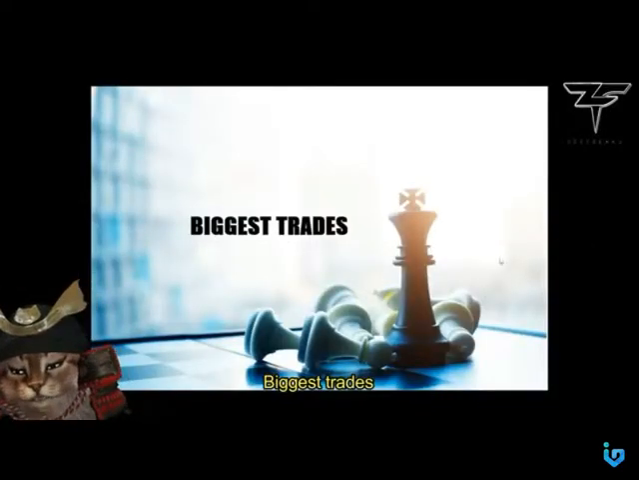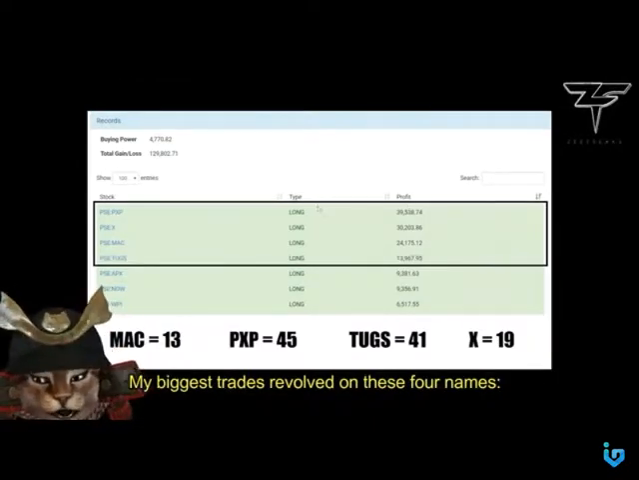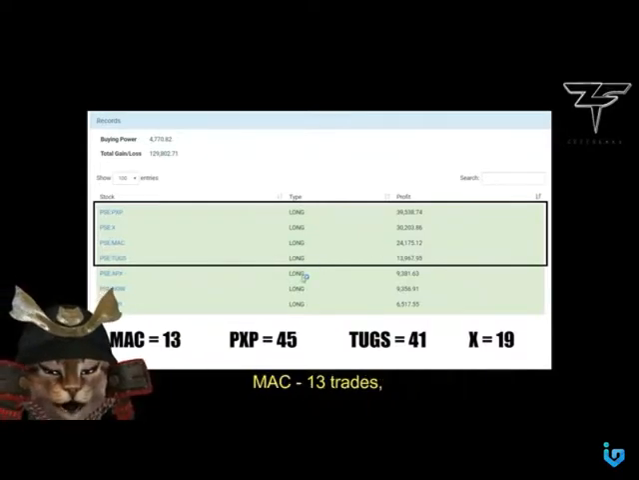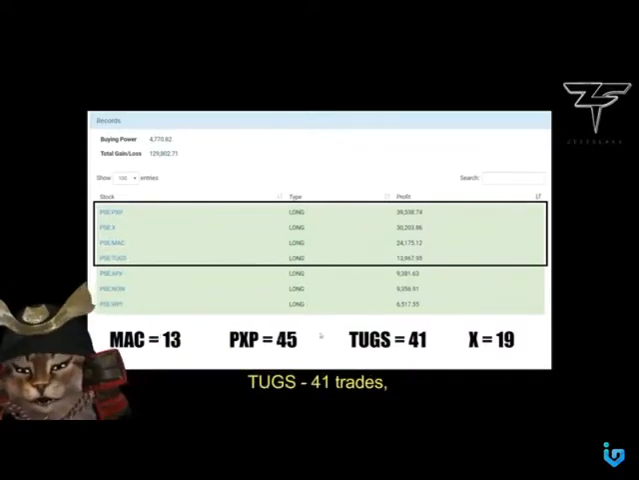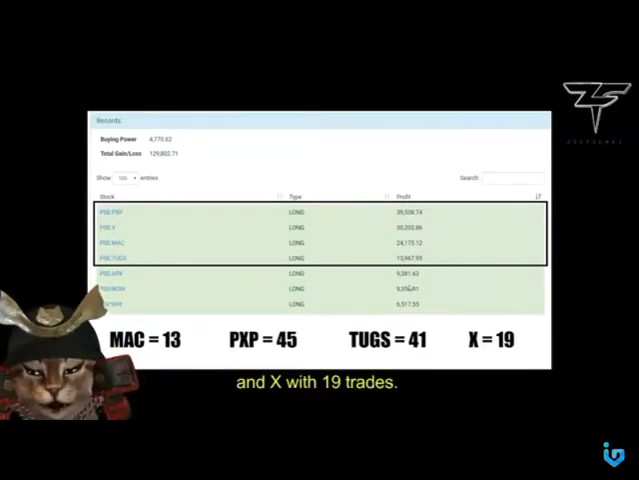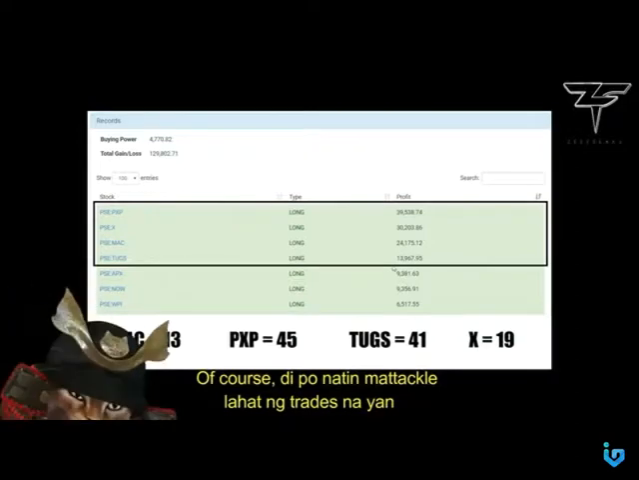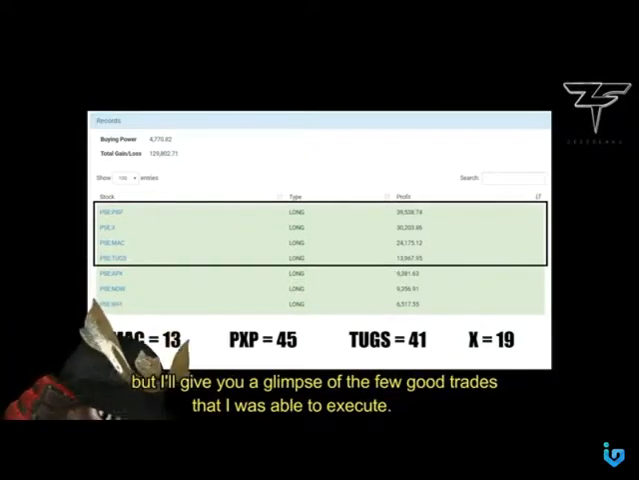Biggest trades. Now based on my records, I made 227 trades. My biggest trades revolved on these 4 names: MAC 13 trades, PXP 45 trades, TUGS 41, and X with 19 trades. Of course, hindi po natin matatakil lahat ng trades na yan, but I'll give you a glimpse of the few good trades that I was able to execute.